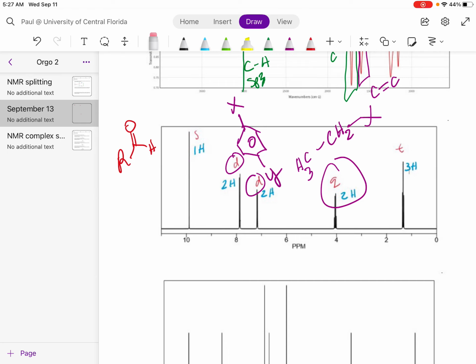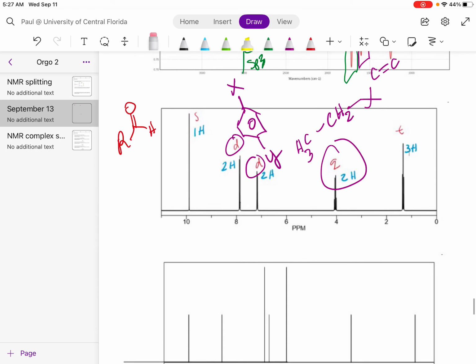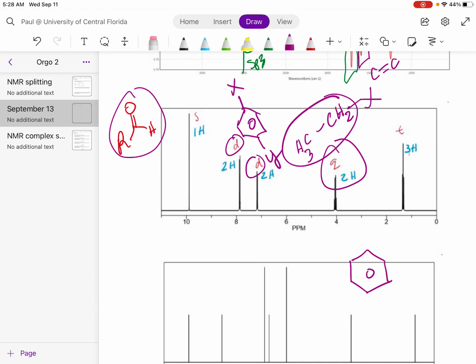And so how can I put this all together? Well, I know I have a benzene ring that's disubstituted, and I have 2 groups. I have something that looks like an ethyl and an aldehyde. And it's disubstituted. So if I start with a benzene ring, could I attach an aldehyde to one side and an ethyl to the other?